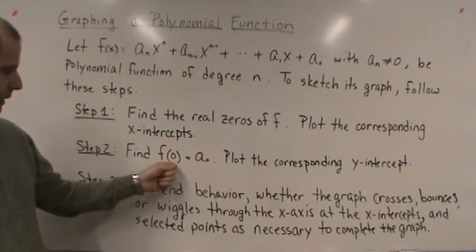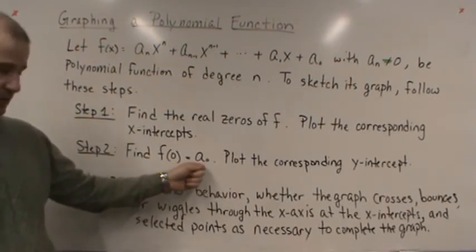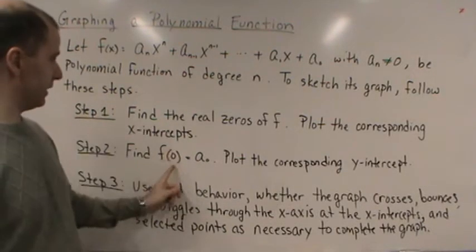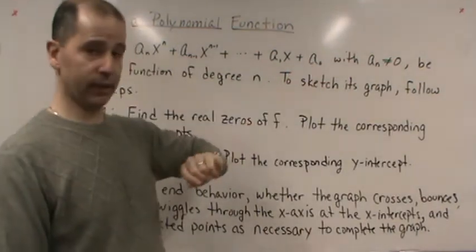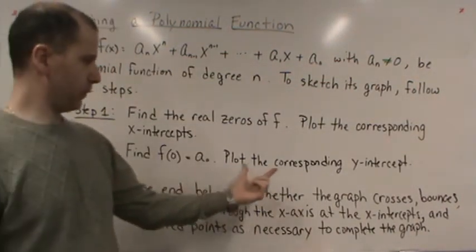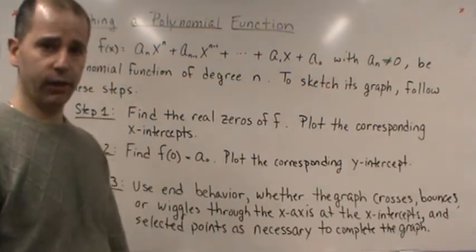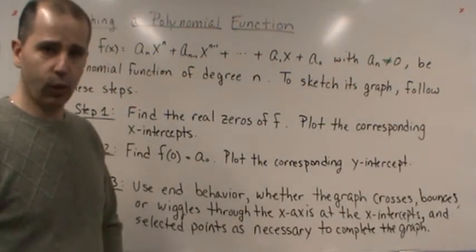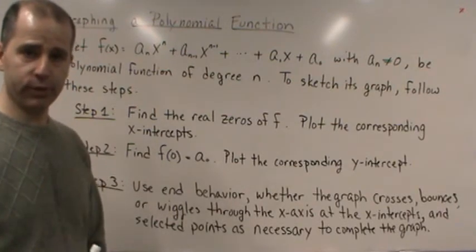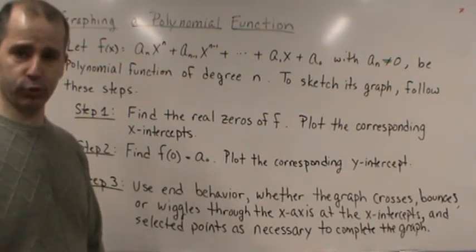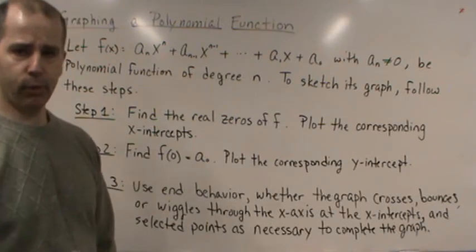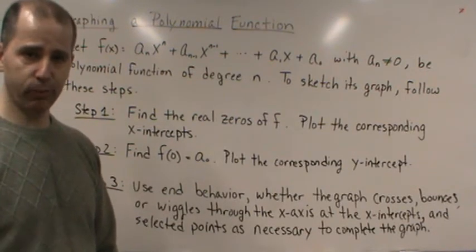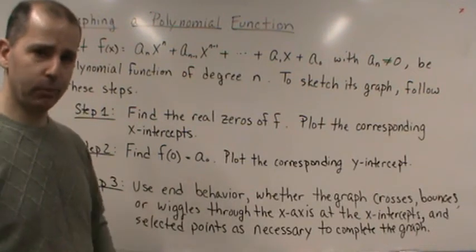So we want to plot the x-intercepts, and of course, step 2 is we find the function evaluated at x equals 0, which means we're dealing with the constant term. Remember, if x is 0, then everything goes away except the constant term. That corresponds to the y-intercept. Just like before, when we were dealing with linear functions, we find the intercepts. If we're graphing a quadratic, a parabola, we find the x-intercepts, the y-intercept, and then any additional points. Same thing going on here.